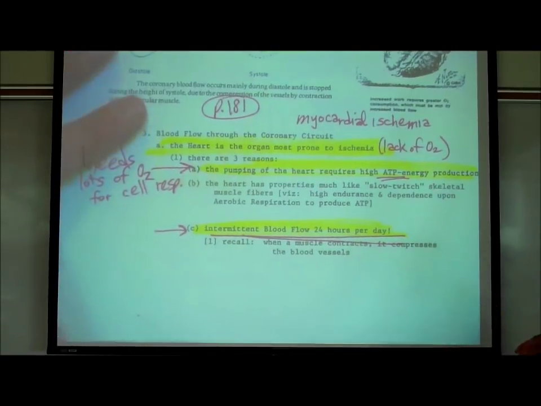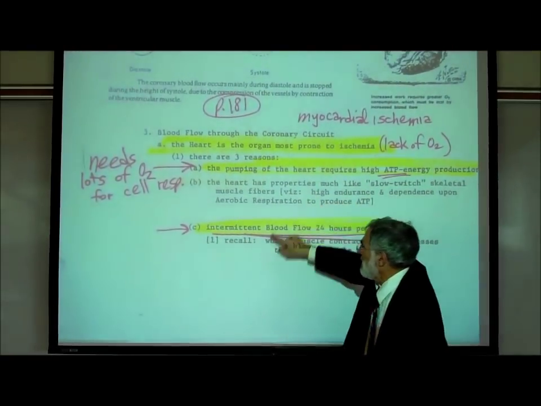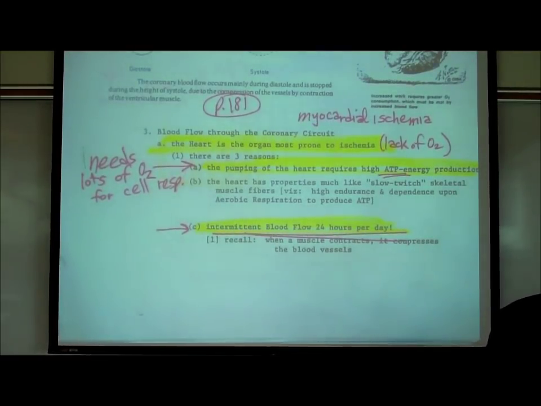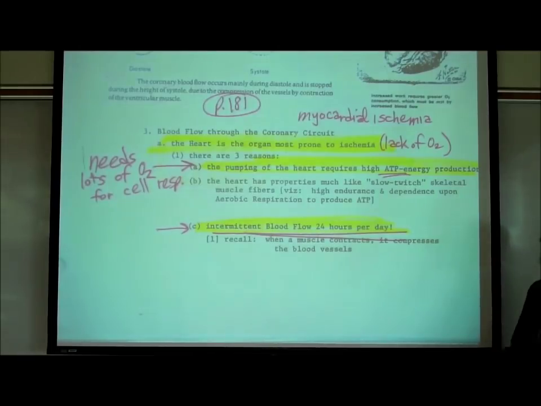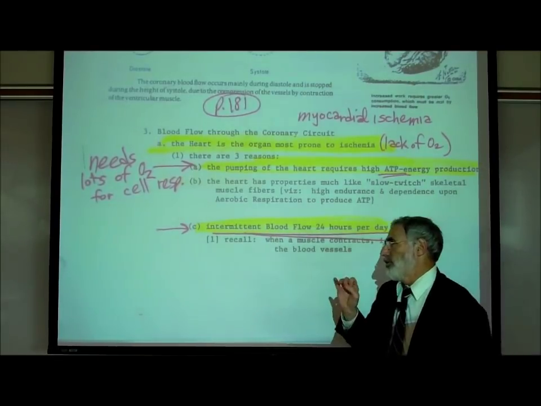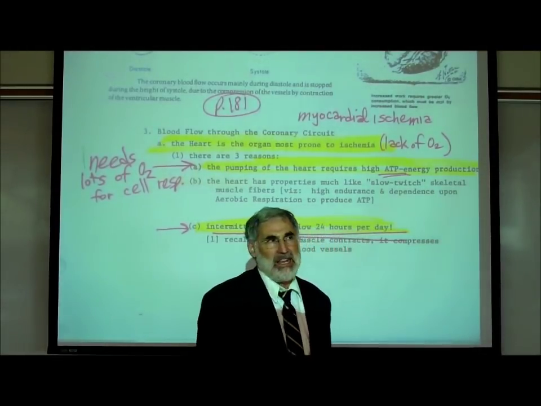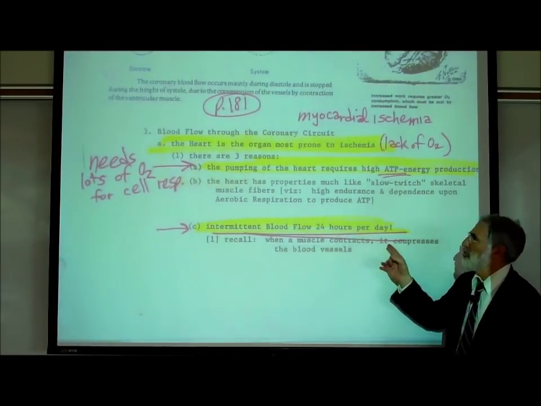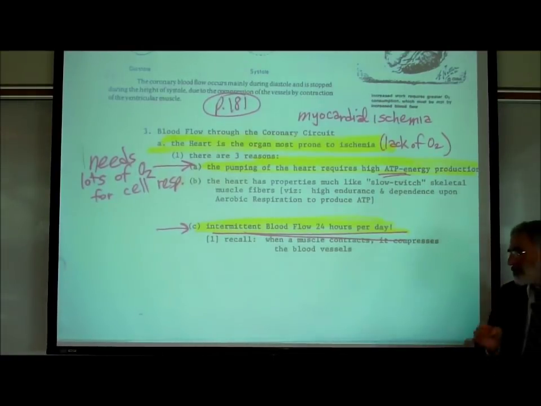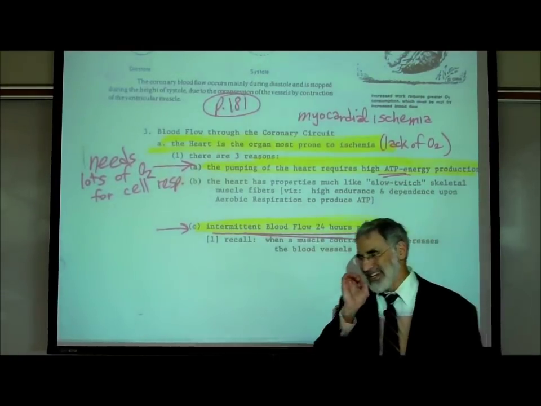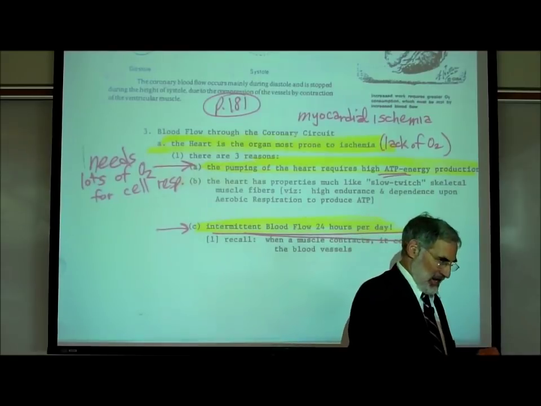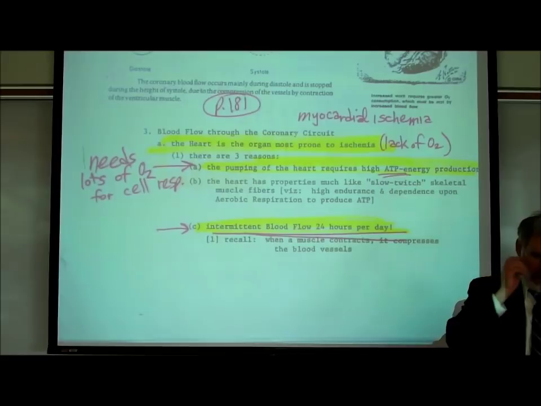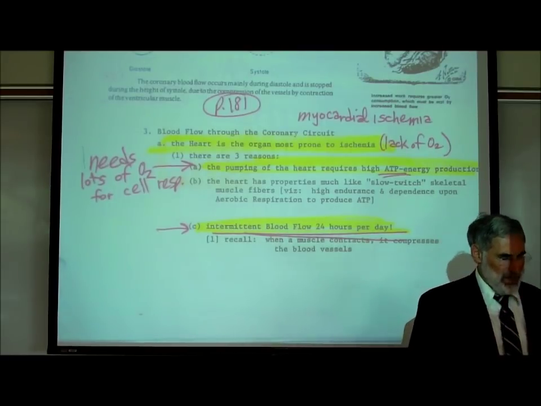But there's another reason, and I'll skip letter B and go to letter C. There's another reason why your heart is most likely to suffer from ischemia. It is one of the few tissues or organs of the body that only receives blood intermittently, 24 hours a day. Most tissues and organs of the body have a continuous flow of blood. But in the case of the heart muscle, it only receives blood intermittently. Let me try to explain why that is.